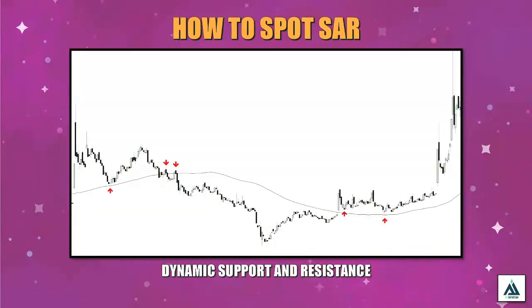Next, dynamic support and resistance. Unlike normal SAR, which are fixed areas, this type of SAR are moving levels. Best example of this dynamic SAR are the moving averages. Since MAs are just derivative of price, dedepende lang yung value ng MA sa galaw ng presyo, and these MAs can act as areas of support and resistance.